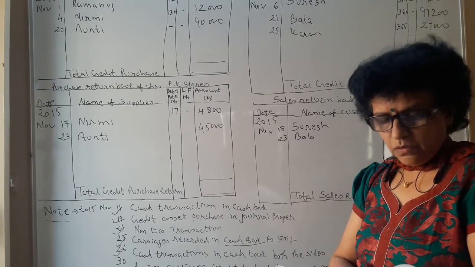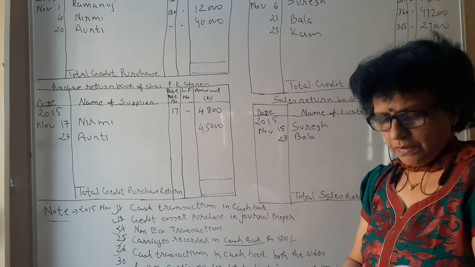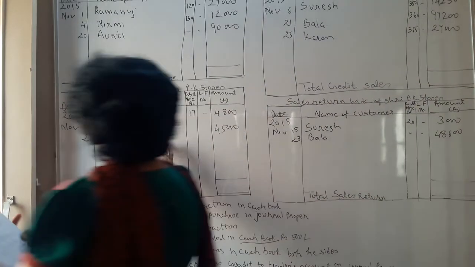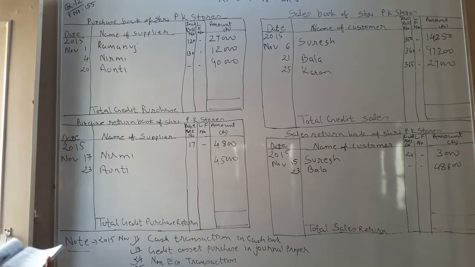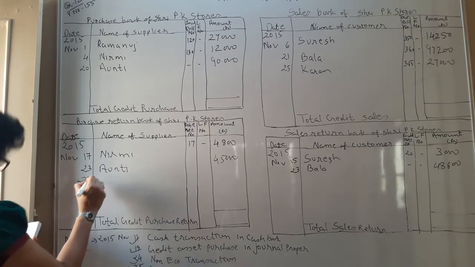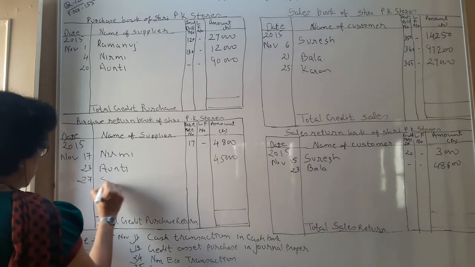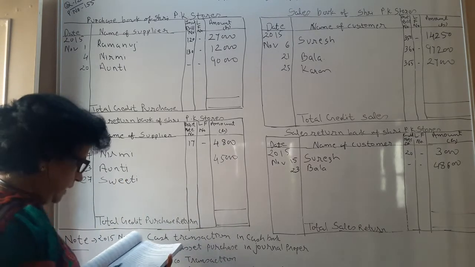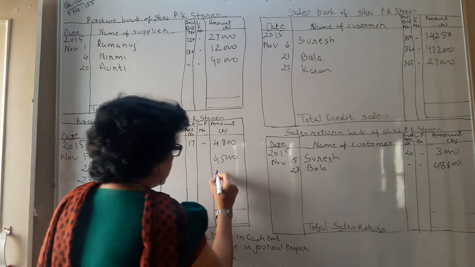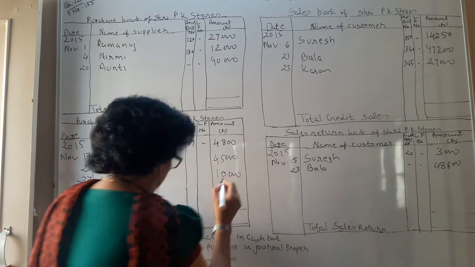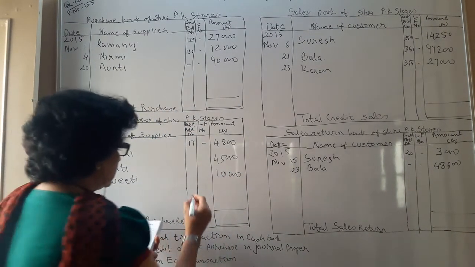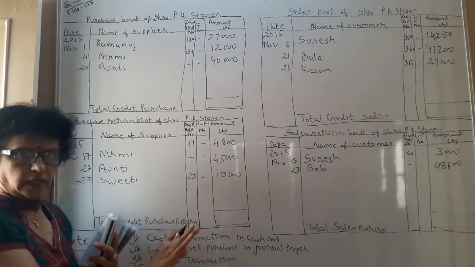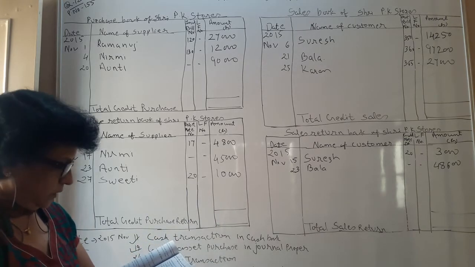27th. Return goods to Sweetie worth 10,000 which were purchased in October, and send debit note number 20. So it is a purchase return. So the date is 27th. You are returning to Sweetie, that is, you are returning 10,000 rupees of goods. So 10,000 and the note number is 20. Wherever the information is given, that you record. If it is not there, do not record.